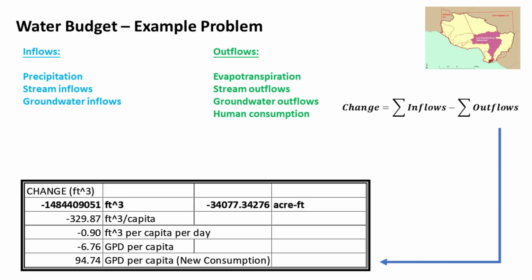On a daily average, the change in storage of negative 34,077 acre-feet is equivalent to a negative change of 6.76 gallons per day per capita. If steady state must be achieved on a daily basis while all the water data remains the same, the human consumption must be 6.76 gallons per day per capita less. Therefore, if all the water data and population data remain the same in 2024, the per capita water consumption needs to be adjusted to 94.74 gallons per day per capita instead of 101.5 gallons per day per capita.